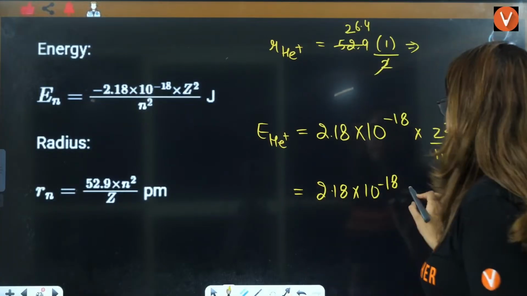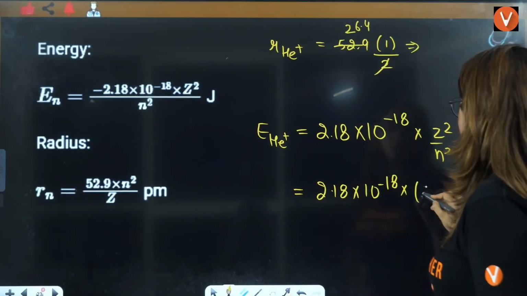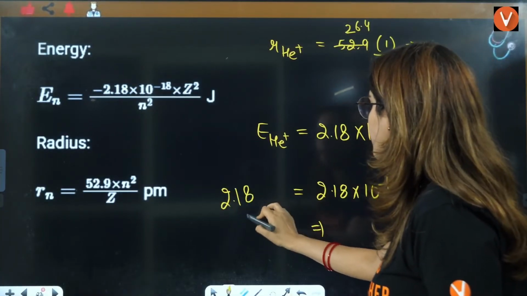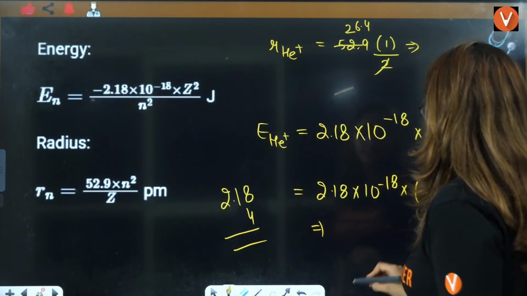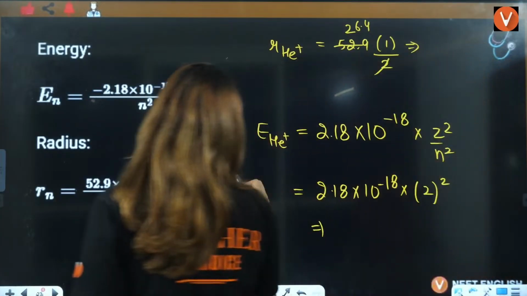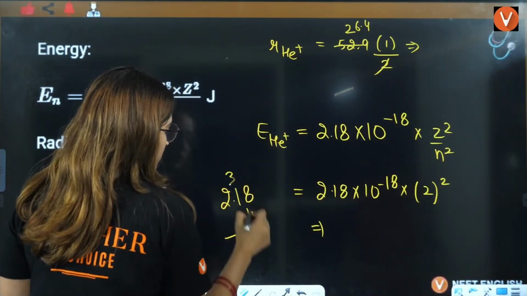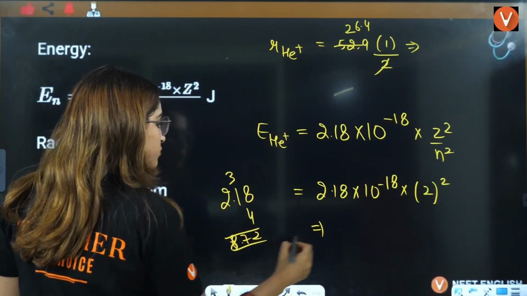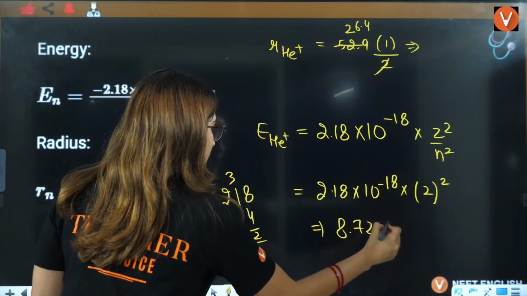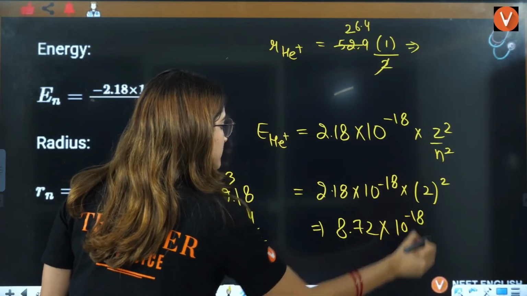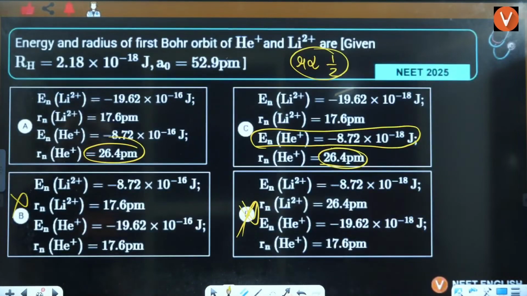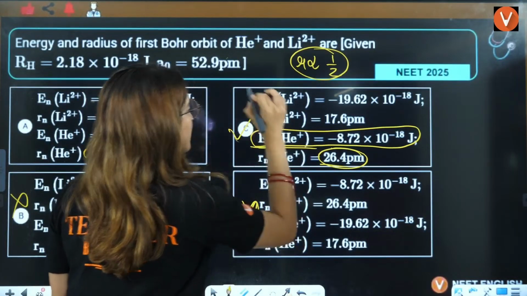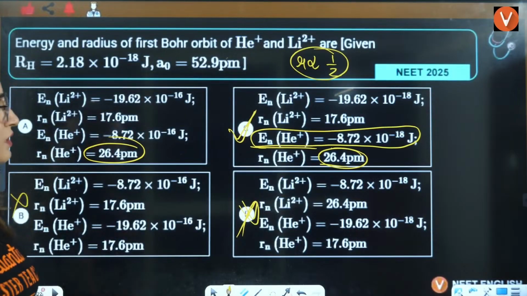N is equal to 1, right? Z is for helium, it is 2, so it will be 2 squared. So 2.18 multiplied by 4, right? That is going to be 8.72 multiplied by 10 raised to power minus 18. We can see C is the correct answer, right?